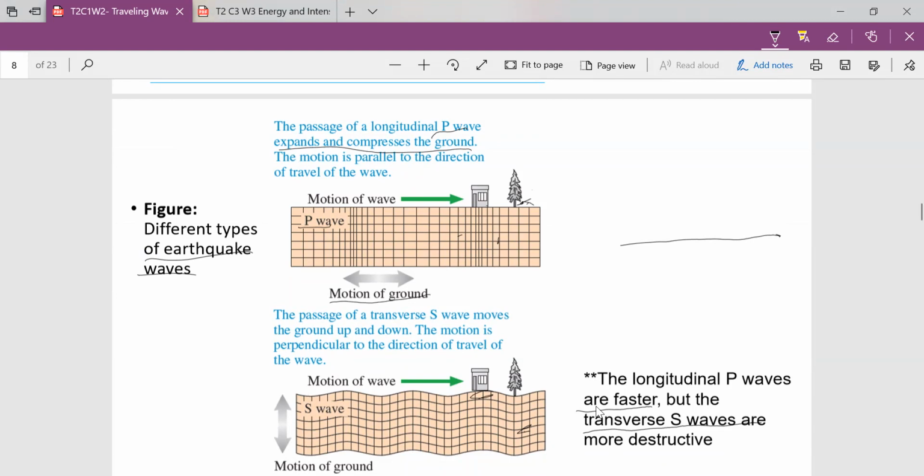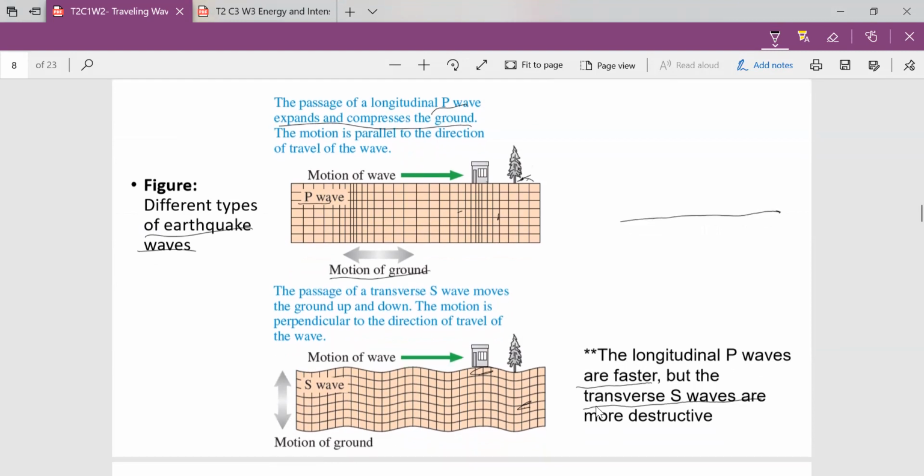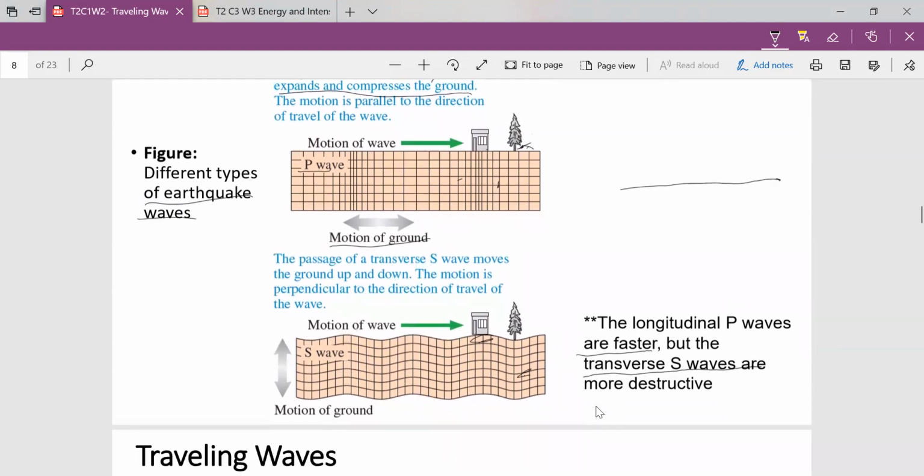But when the earthquake motion is taking the S wave, which is the transverse wave, you see the waving motion of the transverse. So the objects, they are not stable. The longitudinal wave is faster, but the transverse wave is more destructive when it comes to earthquake.